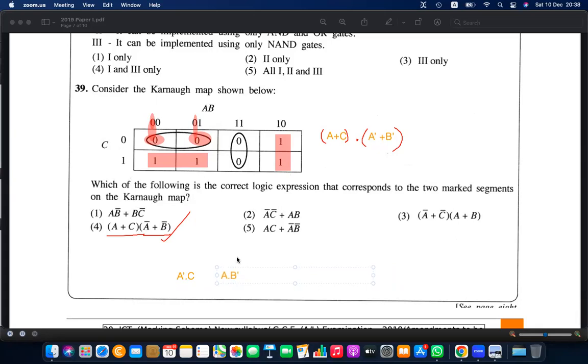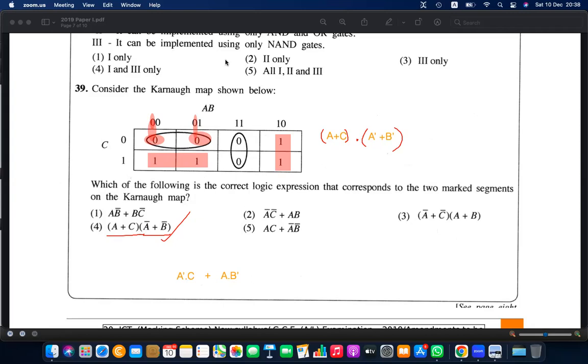And if you AND both, if you OR both, then you will get another correct expression, but not for the 0 groups. This is for the 1 groups. Not for the 0 groups, for the 1 groups. A naught C, you don't have that answer. A B naught. A naught C, A B naught.